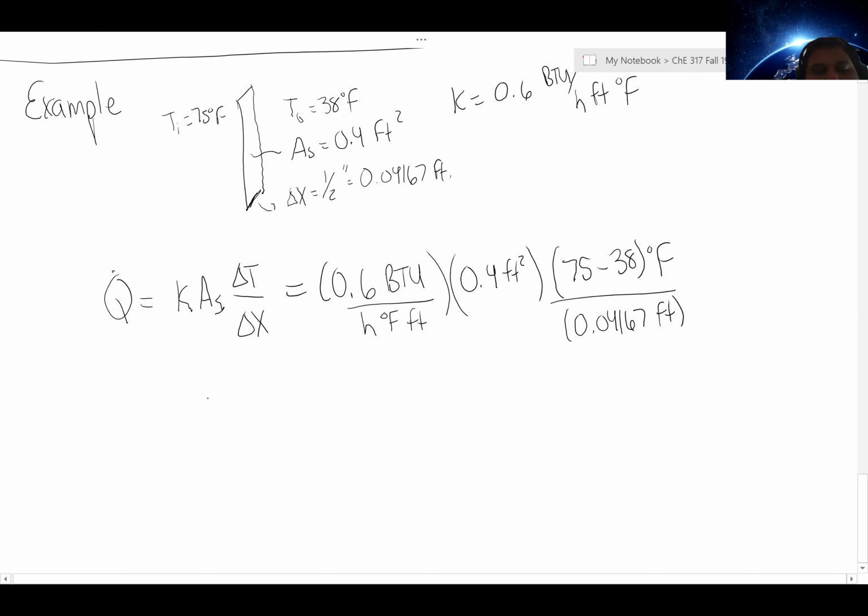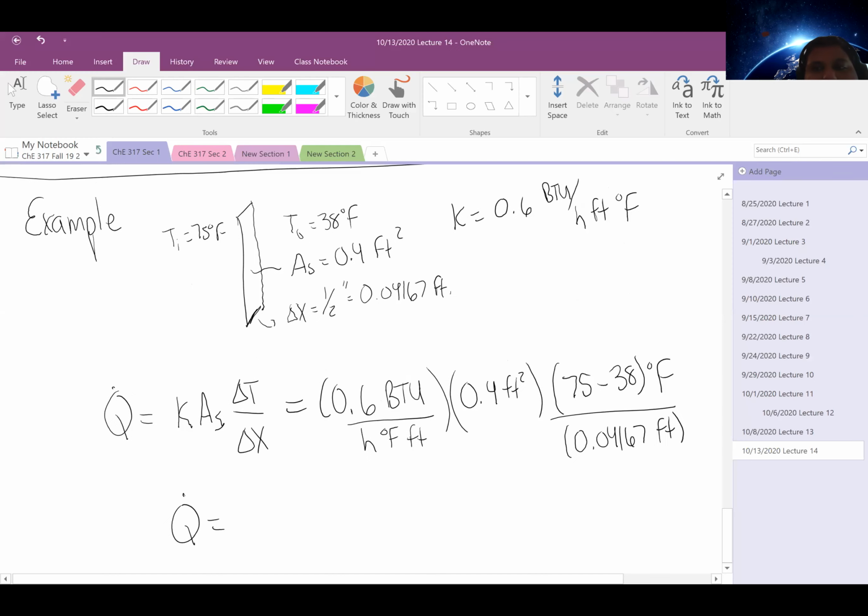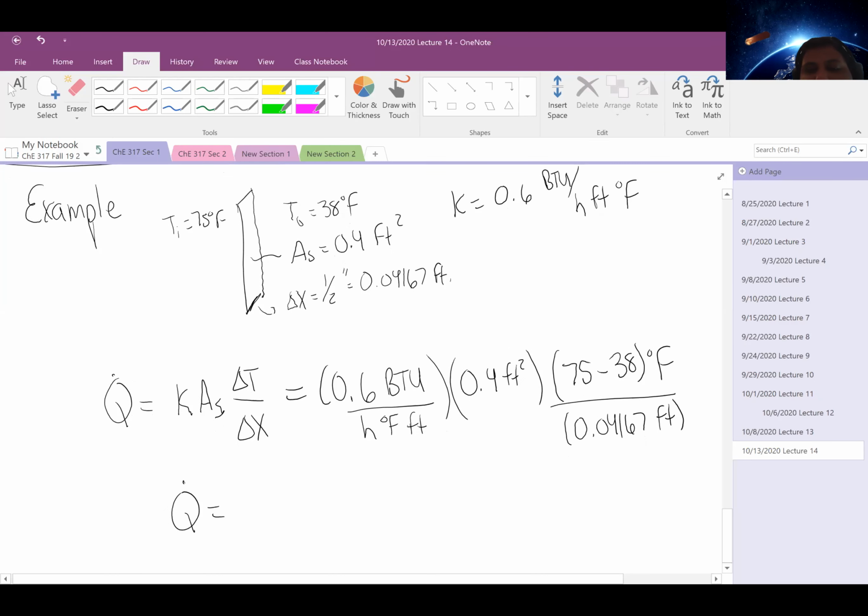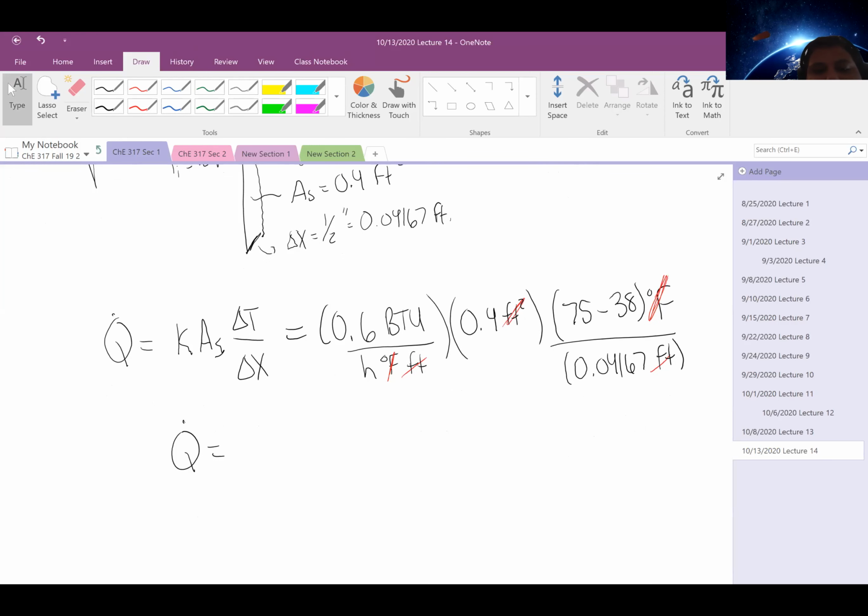Looking at the system, I can do a quick unit check and say, okay, I have 2 feet on the bottom, cancels out my feet squared on top. I have a degree Fahrenheit on top, it cancels out my degree Fahrenheit. So in English units, my heat transfer rate should be given in BTUs per hour. And that comes to approximately 213 BTUs per hour.